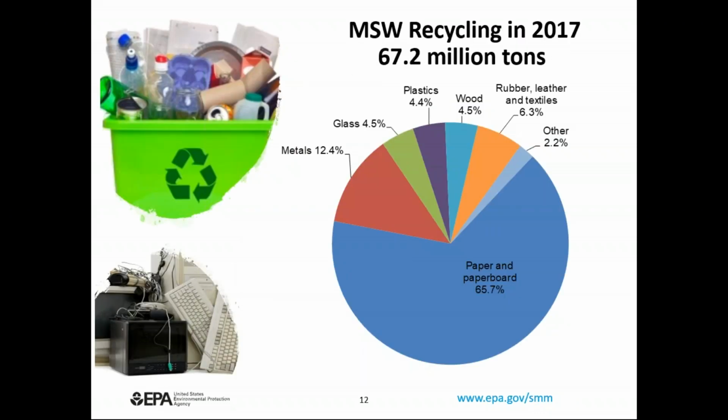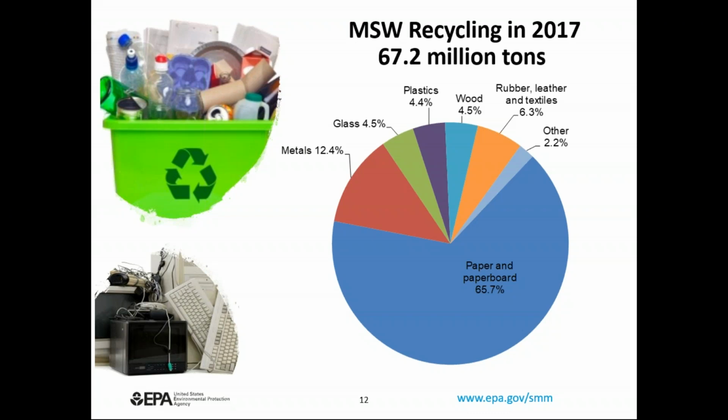This is MSW recycling in 2017. Looking at recycling only, apart from composting, the largest proportion of the recycling pie chart was for paper and paperboard. This includes products such as newspaper, office-type paper, and corrugated cardboard. 65.7% of the recycling in MSW in the U.S. was from paper and paperboard. This is down slightly from the 2016 percentage, which was 66.3%. And then 12.4% was from metals, and then lesser amounts were from other materials.